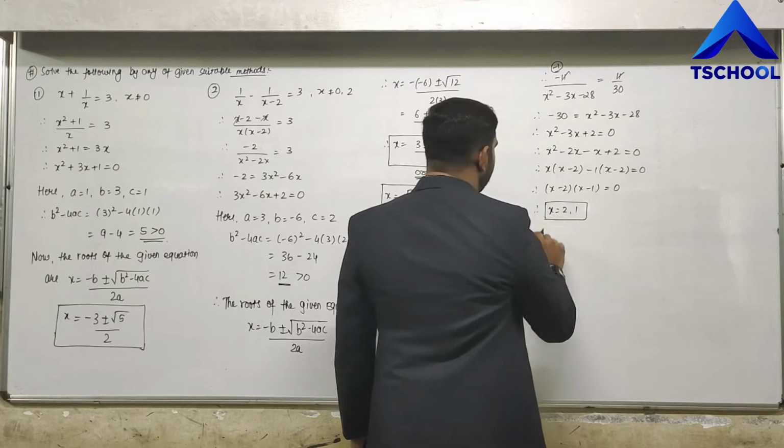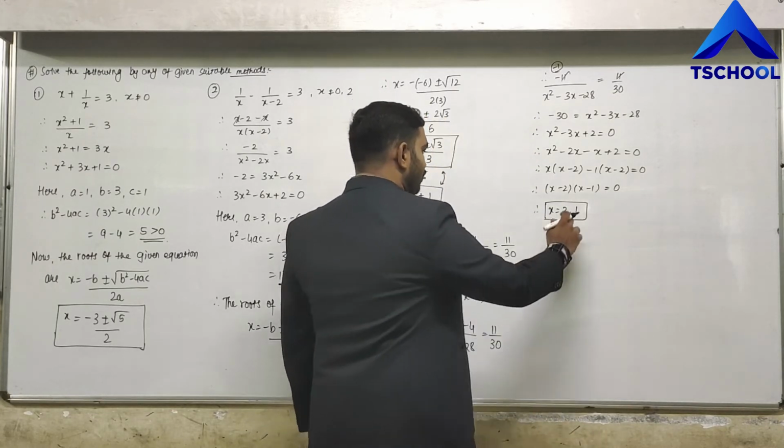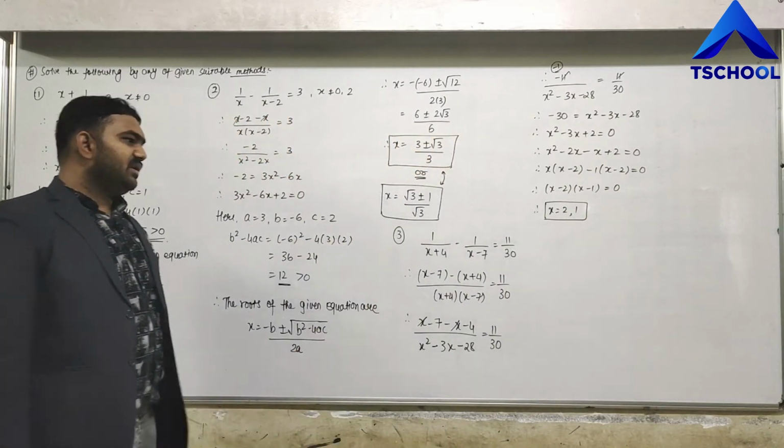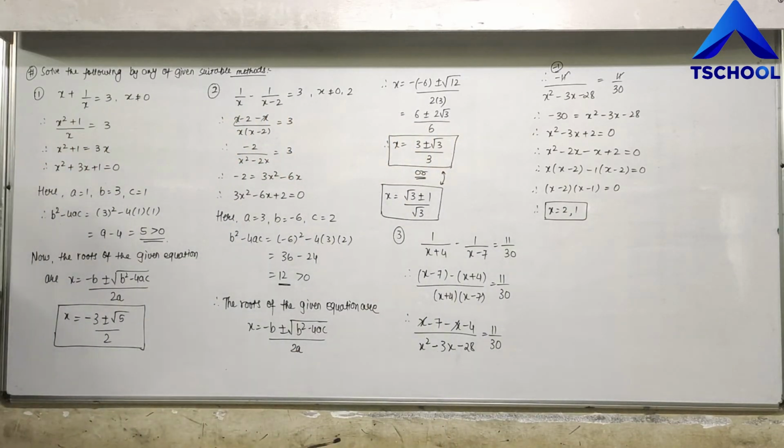So the roots of the given equation are 2 or 1, or the solution of the given equation is 2 comma 1. So friends, these were the examples that could be asked in the examination, that are also important from the solving point of view, right?